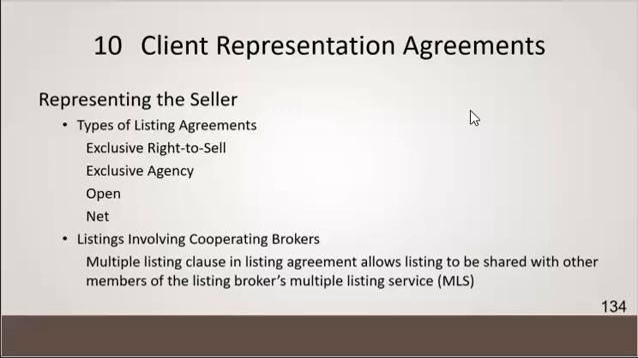So if I bring the buyer, I get paid. If you, as another agent, bring the buyer, I get paid. If the seller himself finds the buyer without the use of me or you, no commission gets paid.